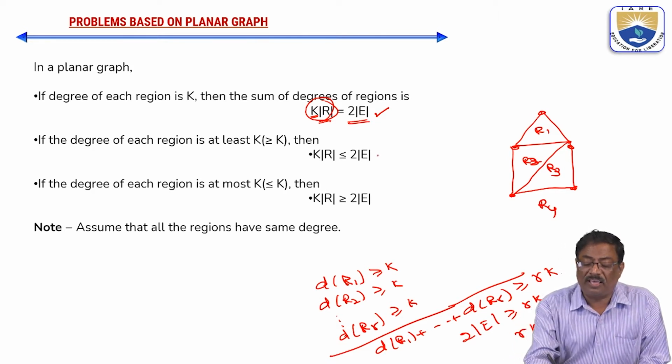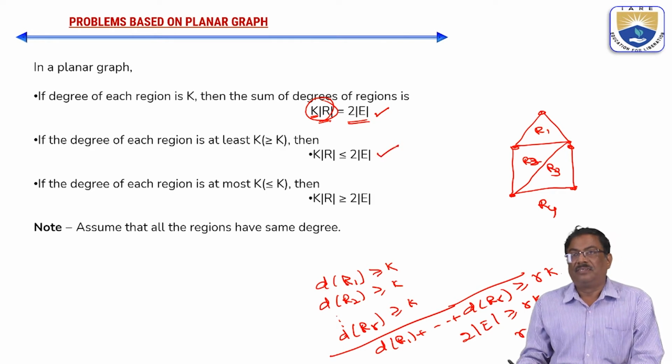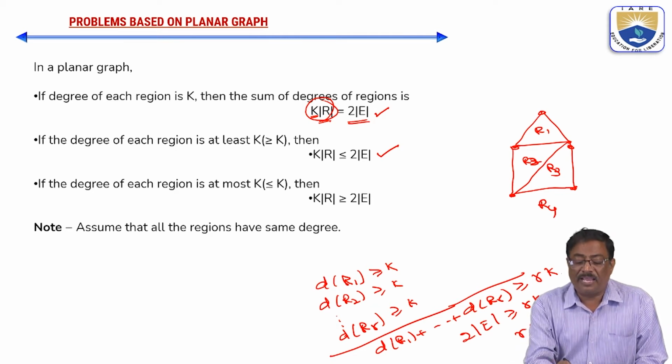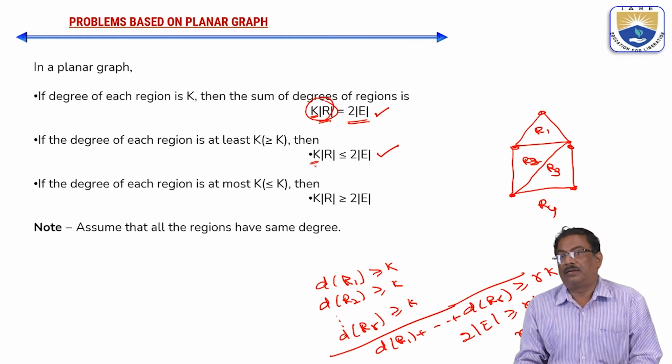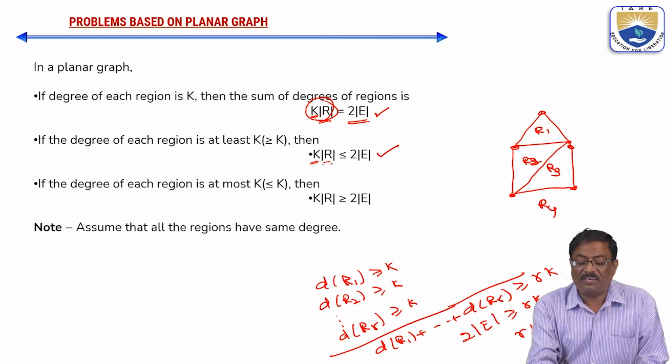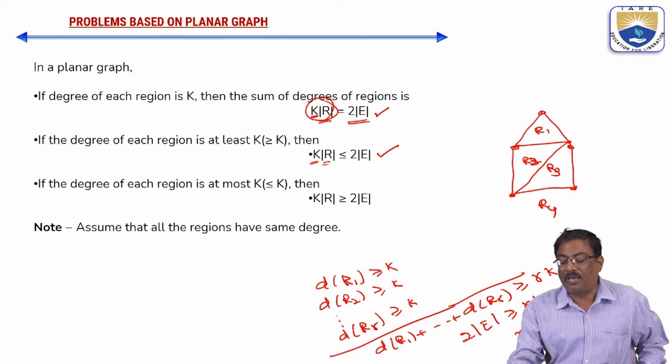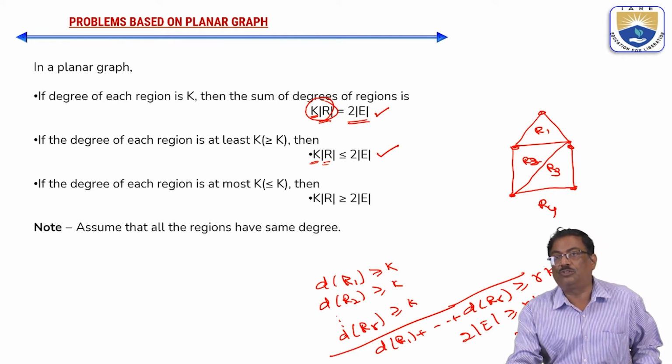So here we are going to write it like this: KR, K into R. That means K is nothing but the degree of each and every region, and there are R regions. So KR is less than or equal to 2 into the cardinality of E, that is nothing but the number of edges.